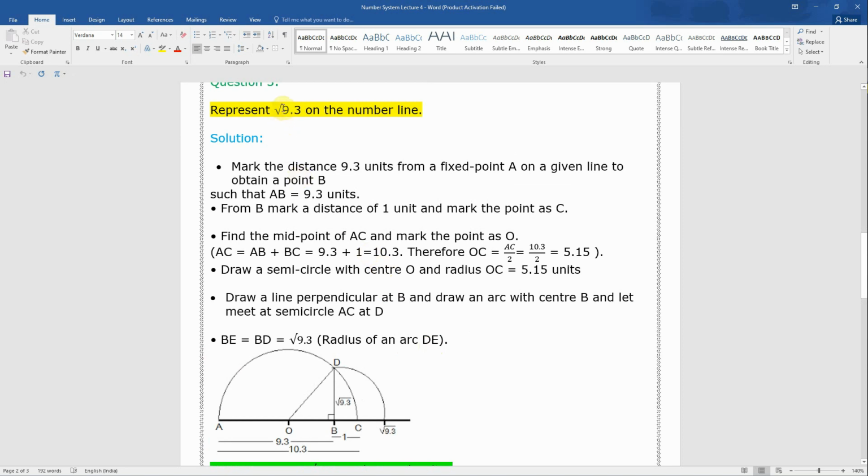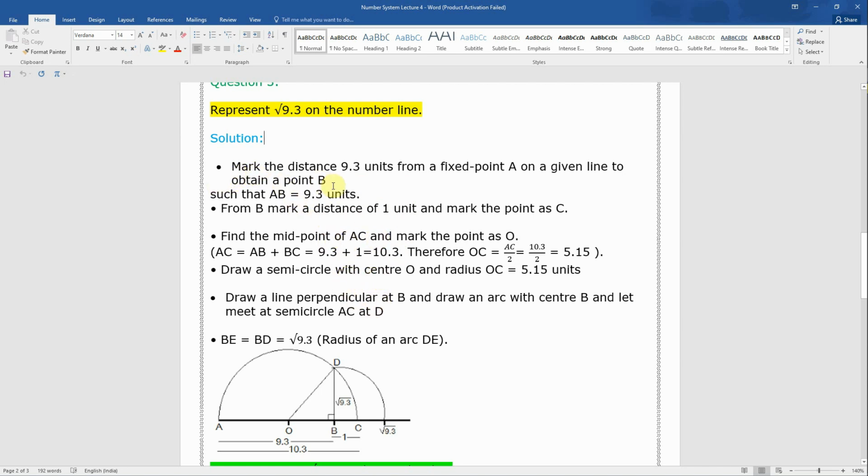Now I have chosen the square root of 9.3 here. You can take any other number, just keep it within 10 so that the drawing becomes easy and also looks good. So the square root of 9.3 is definitely an irrational number, and we want to plot this irrational value on the number line. So let's start. Before that, let me explain the steps. Once I explain the steps, after that I will show you the drawing.